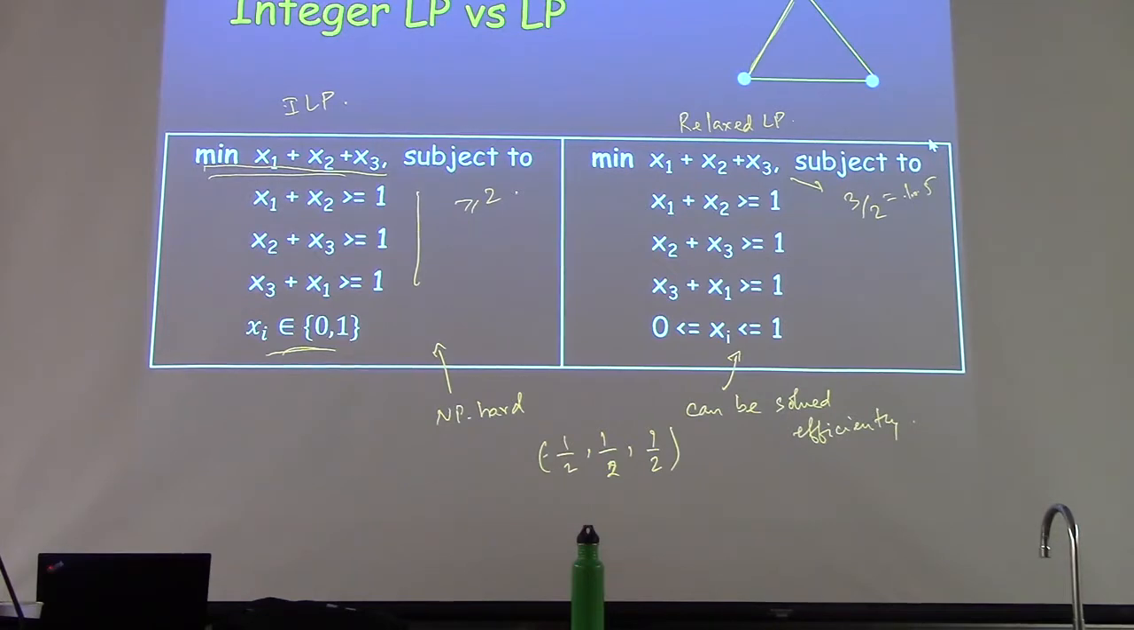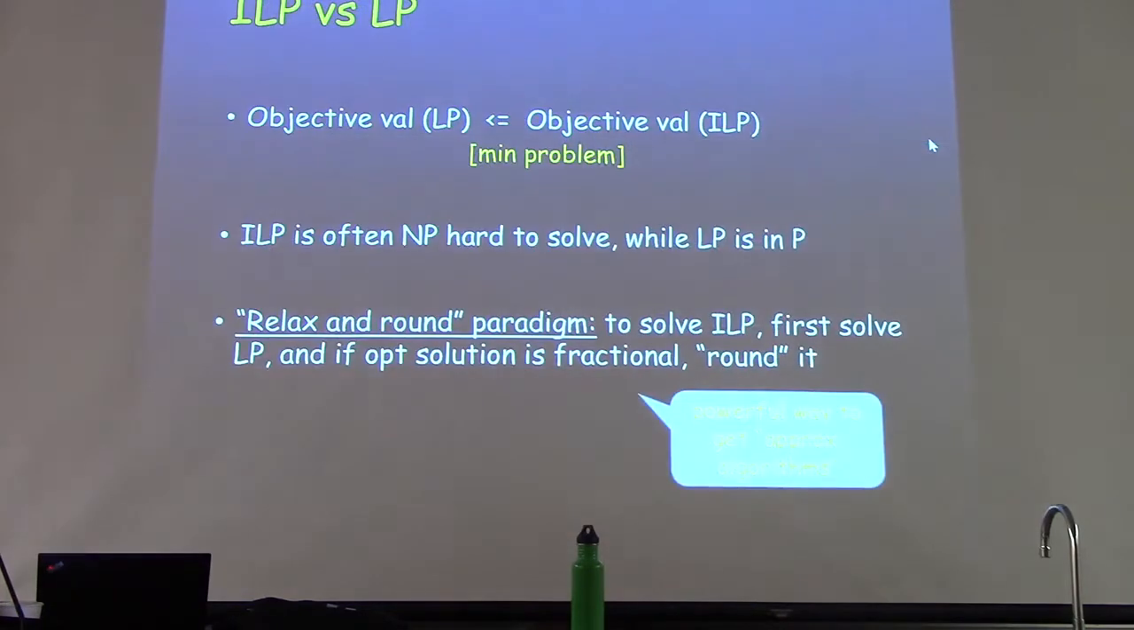Any questions about this? This is the whole framework of relaxation, and this is the picture you should keep in mind. There is the integer linear program with its constraints, and then there is the relaxed program, which just has interval constraints. The optimum objective value for the one on the right, the actual linear program, is smaller than or equal to the optimum objective value for the ILP. For many problems the ILP is NP hard to solve, while the LP is solvable in polynomial time.